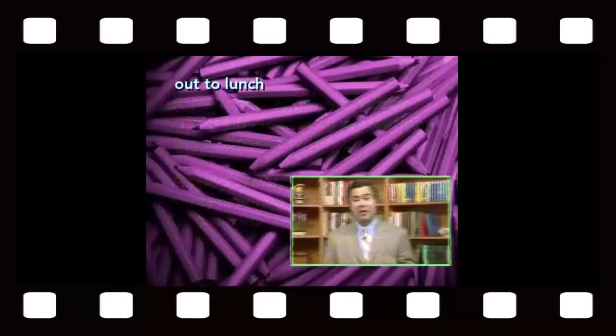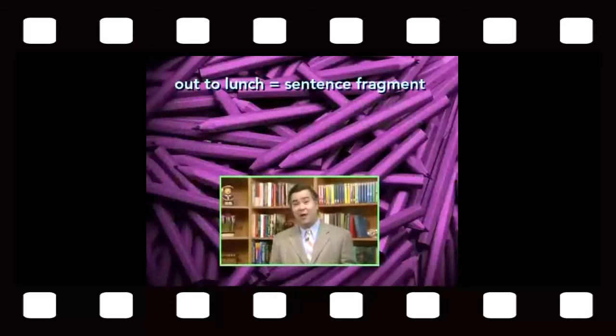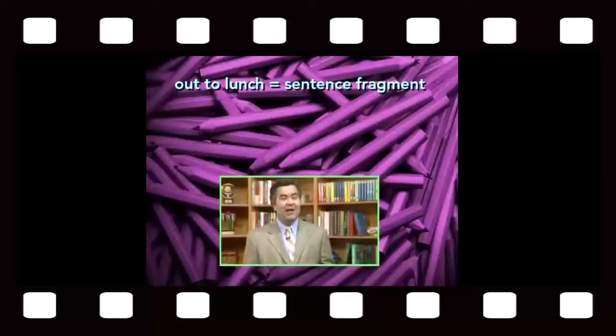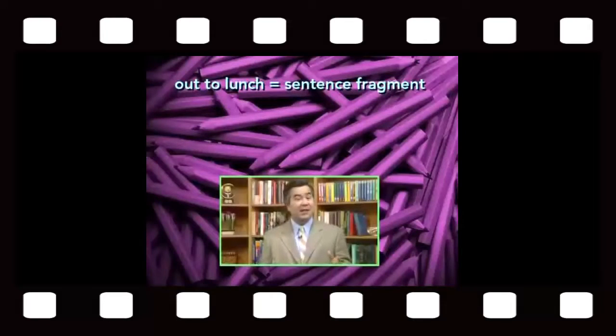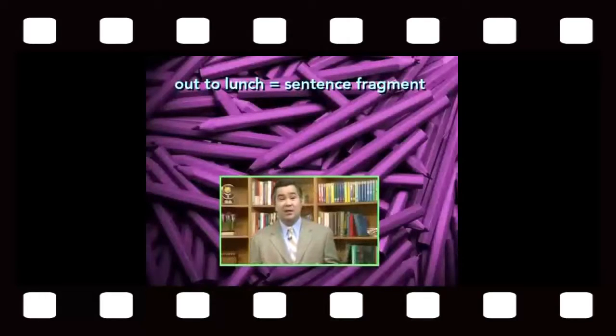Consider, for example, this group of words. Out to lunch. Is this a sentence or a sentence fragment? Well, it's a sentence fragment because it doesn't express a complete thought. Out to lunch doesn't tell us who is out to lunch or explain what the meaning of those words out to lunch really is. The words out to lunch could become part of a complete sentence, of course.